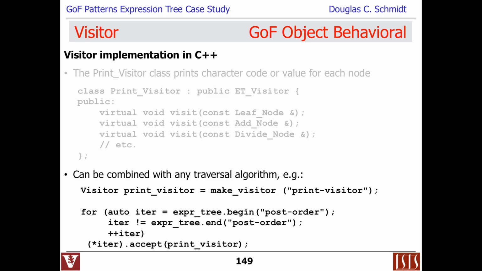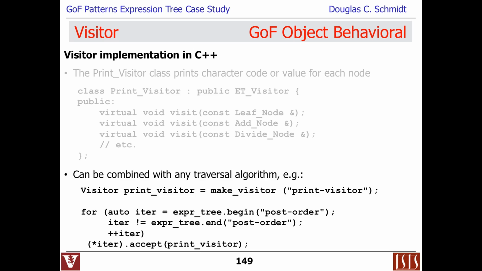And then we can combine this thing with any traversal algorithm. So here's a case where we have a print visitor, and we've got some kind of factory called make visitor. We could do this a variety of different ways. And we say, make me a print visitor. And what we get back is a print visitor.